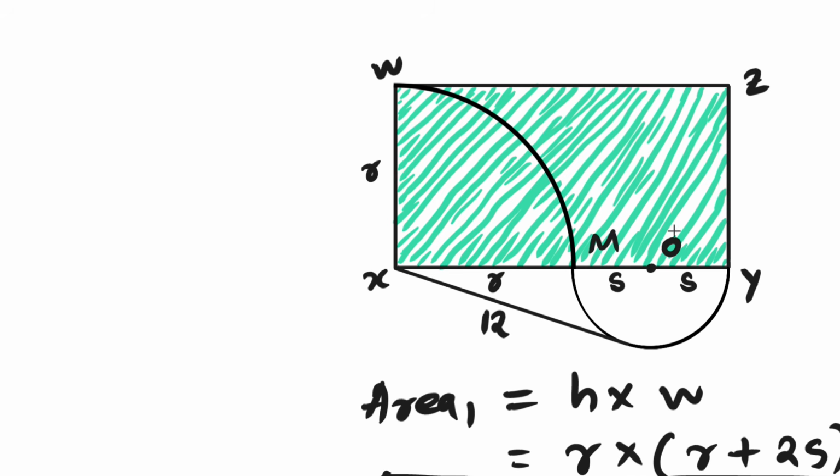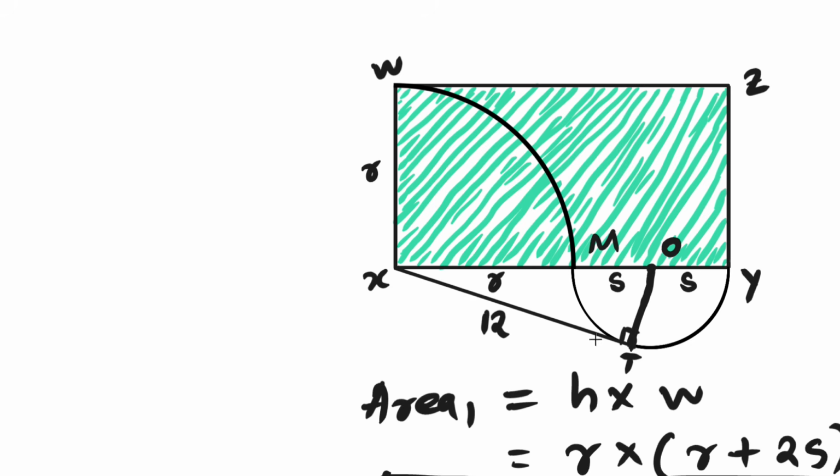Now, let's continue. We are told that the slanted segment from point X touches the semicircle at point T, and its length is 12 units. Notice something very important here. In any circle, a radius drawn to the point of tangency is always perpendicular to the tangent line. This is a fundamental property of circles. Since OT is a radius and XT is tangent to the circle, angle OTX is a right angle. That means triangle XOT is a right triangle.